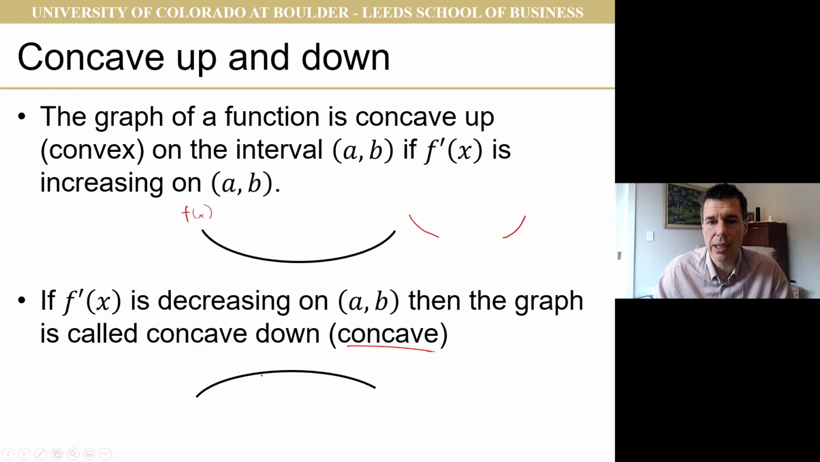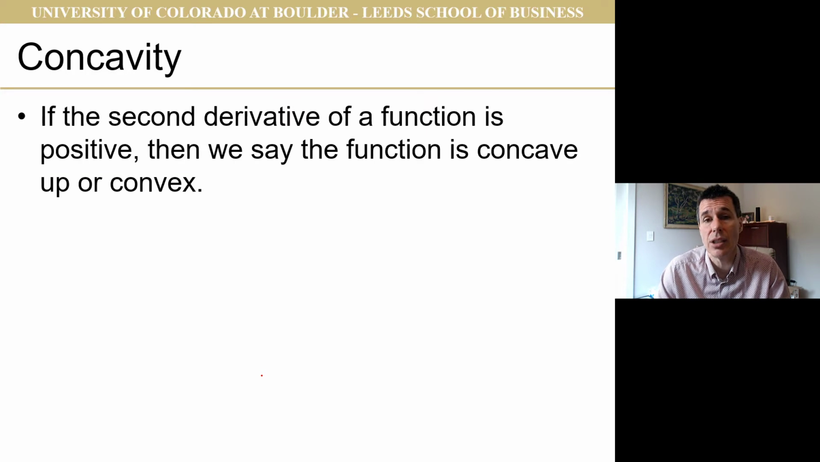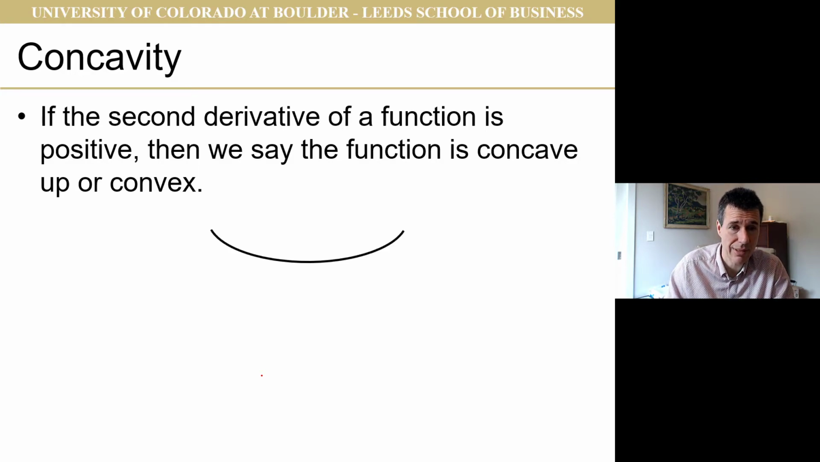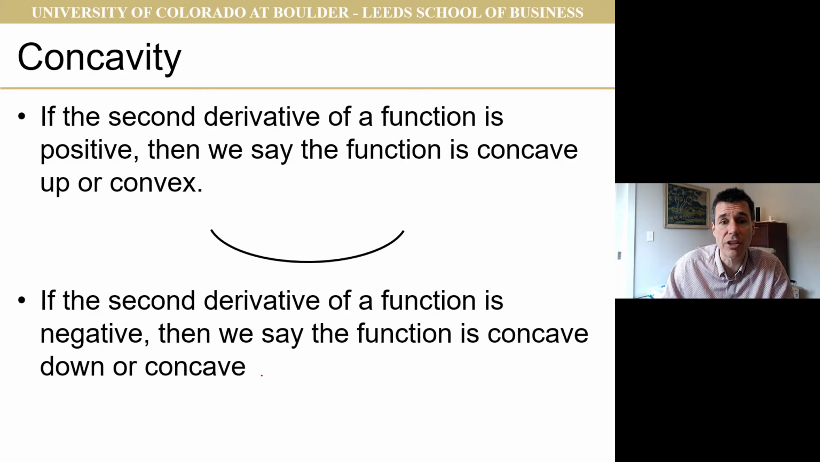Now, we've just talked about increasing and decreasing derivatives of a function. We can think about increasing and decreasing by taking the derivative. So let's rewrite this, or rethink about this. If the second derivative of a function is positive, then we say the function is concave up or convex. Same thing, just slightly different terminology, same thing we just said in the last slide. If the second derivative of a function is negative, then we say the function is concave down or concave.